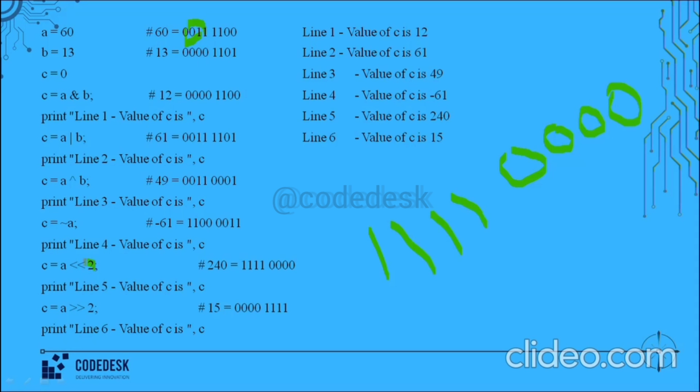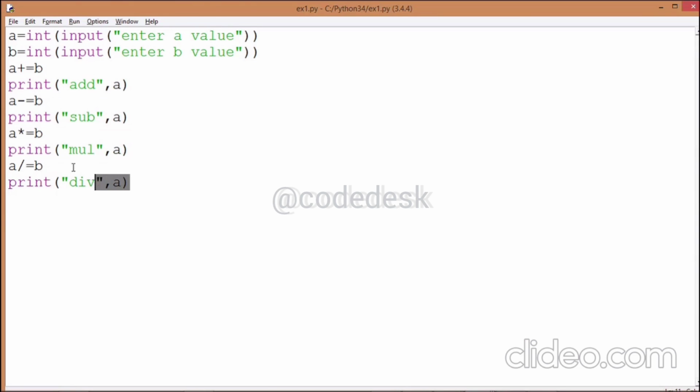If I give 3 here, what will happen? It will simply shift the first 3 bits towards the left side. Whereas right shift means it will shift 2 bits towards the right side, towards the outside. So if it shifts 2 bits, it's 0, 0, 0, 1, 1, 0, 0, 0, 1, 1. So I am explaining the program.